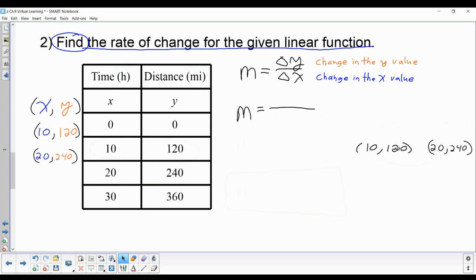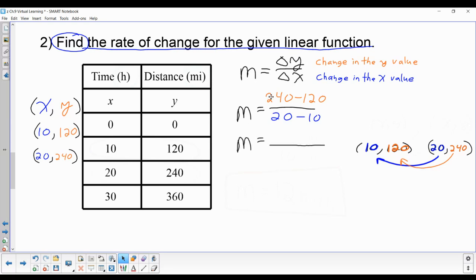My y values are 120 and 240. I'm allowed to subtract them in any order that I want. I'm going to choose to do 240 minus 120 because that will give me a positive number. But if I choose to do my y values from right to left, then the x values must be done the same way. I must do 20 minus 10. I have a choice in how I subtract the y's. The x's must subtract the same way.